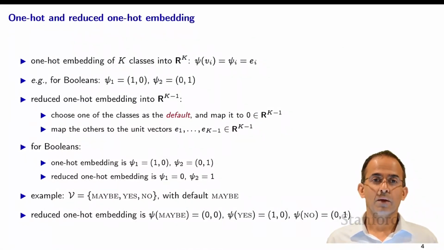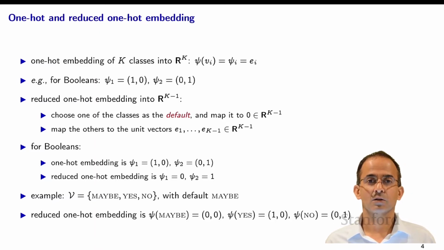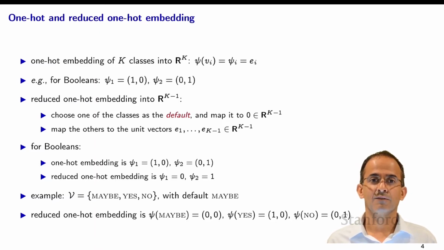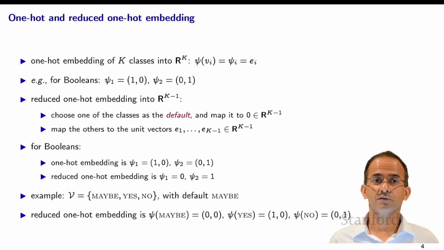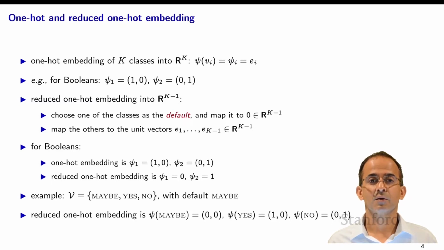So the one-hot embedding takes k classes and maps into Rk. So psi of Vi is just Ei. We can do it for Booleans, where the first representative maps to 1, 0, and the second representative maps to 0, 1.